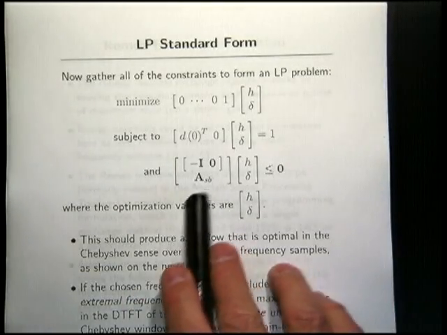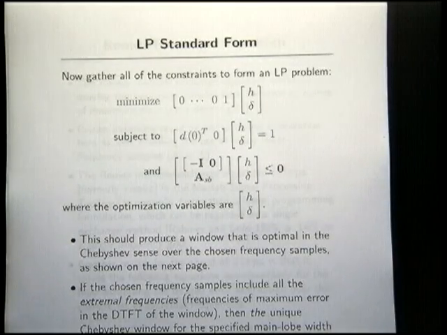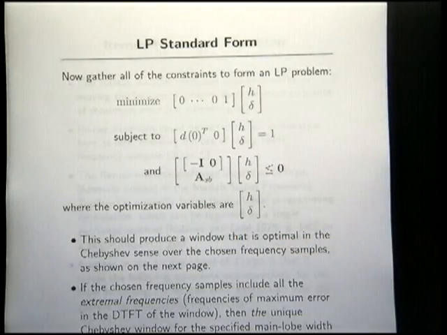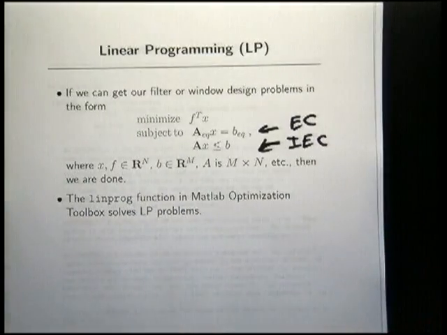And then this matrix here multiplies h and delta, and that must be actually the frequency response magnitude being less than or equal to the ripple delta. So this one up here is nothing more than scaling the window. You'll see, I'm going to show you that. It scales the window so that it has a unit DC gain.